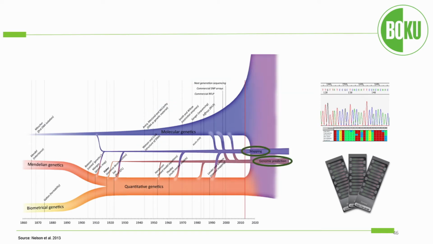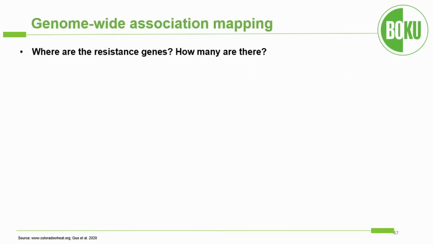And one spin-off of this development is the integration of quantitative genetics, molecular genetics, and also Mendelian genetics, in two approaches. These are genetic mapping and genomic prediction. So genetic mapping, or in this case genomic association mapping, gives us information: where are the resistance genes in the genome and how many are there?